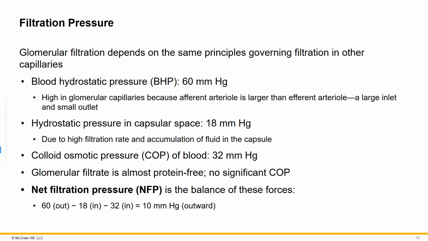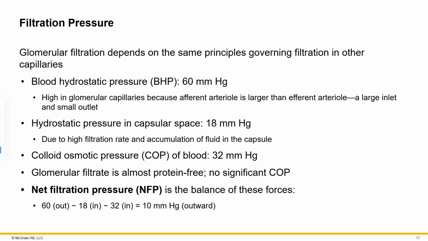It's high in glomerular capillaries because the afferent arteriole is larger than the efferent arteriole, a large inlet and small outlet. Hydrostatic pressure in the capsular space, 18 millimeters mercury, due to high filtration rate and accumulation of fluid in the capsule. Colloid osmotic pressure of the blood, 32 millimeters mercury. Glomerular filtrate is almost protein-free, no significant COP.